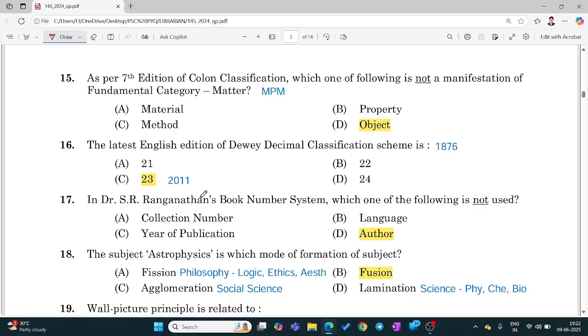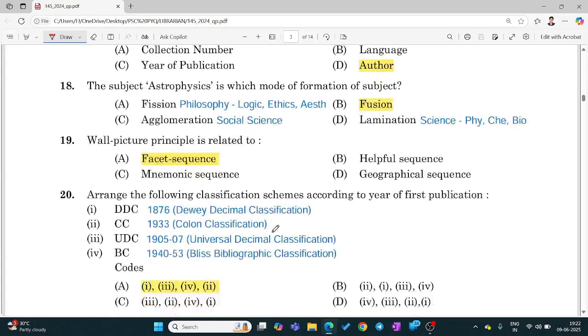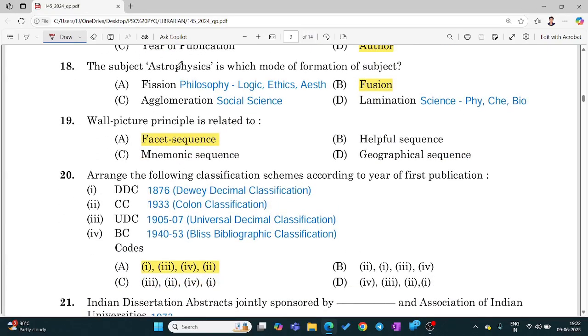In Dr. S.R. Ranganathan's book number system, which one of the following is not used? The subject astrophysics is which mode of formation of subject? Fusion method ആണ്. Wall picture principle is related to facet sequence.